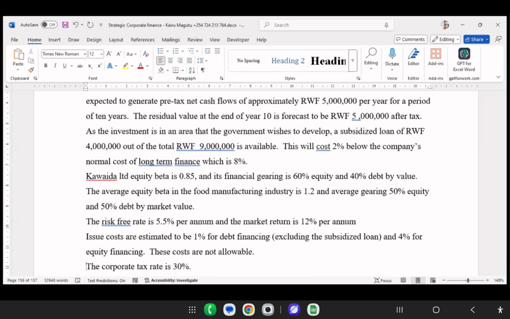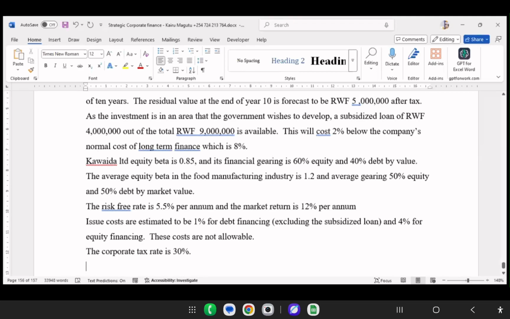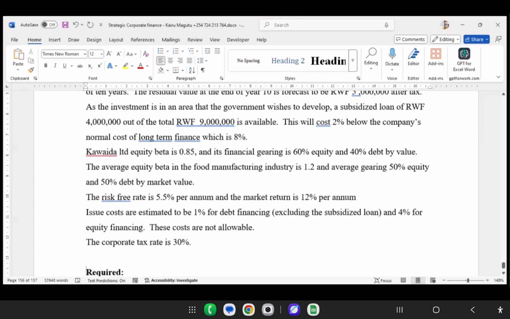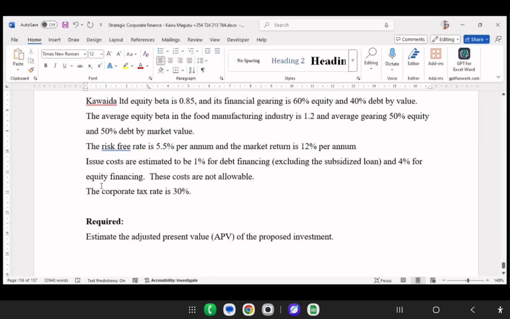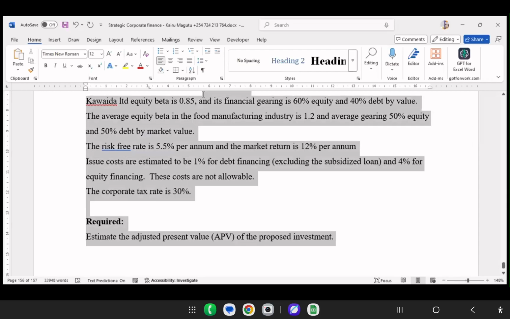Issue costs are estimated to be 1% for debt financing, excluding the subsidized loan, and 4% of equity. These costs are not allowable. Then we say that the corporate tax rate is 30%. Required: determine the adjusted present value.